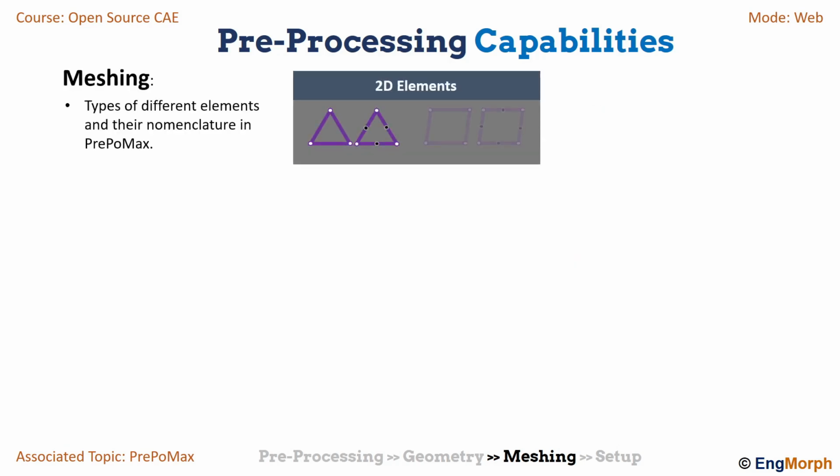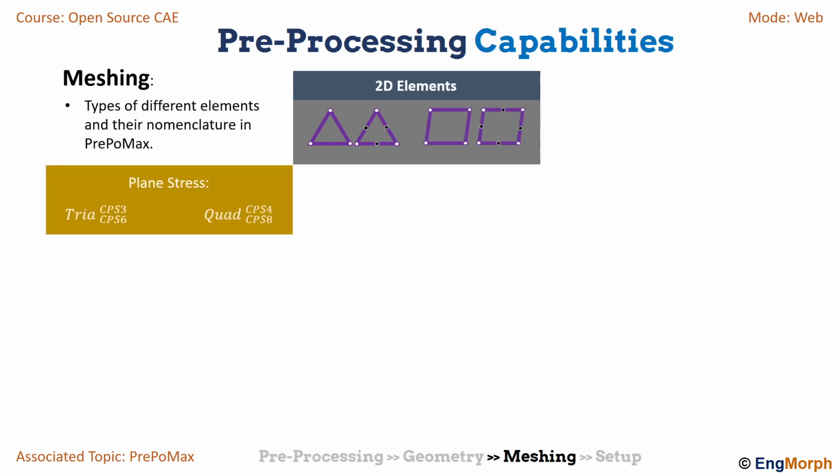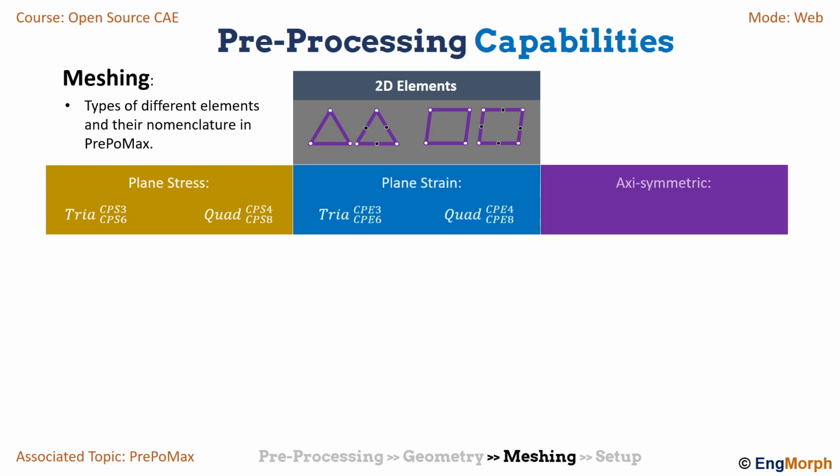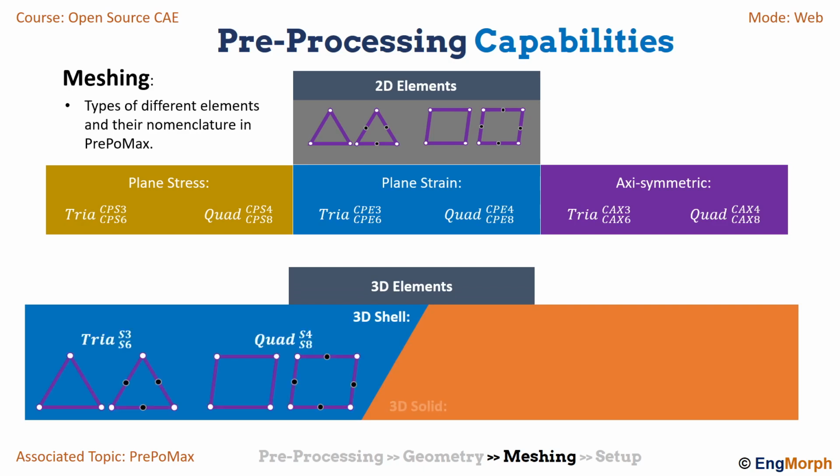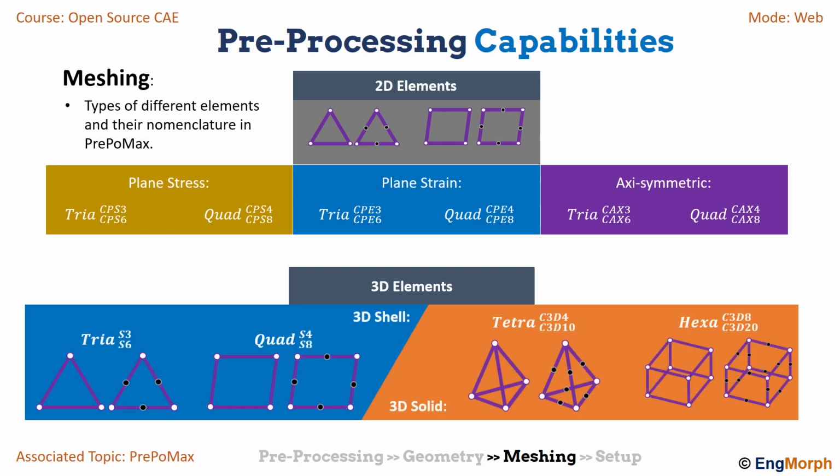The naming convention for different elements which PrePoMax follows is as follows. 2D plane stress elements are prefixed with CPS followed by the number of nodes in that element. Similarly, plane strain elements are prefixed with CPE and axisymmetric elements are prefixed with CAX. 3D shell elements are prefixed with S followed by the number of nodes. 3D solid tetra and hexa elements are prefixed with C3D followed by the number of nodes.